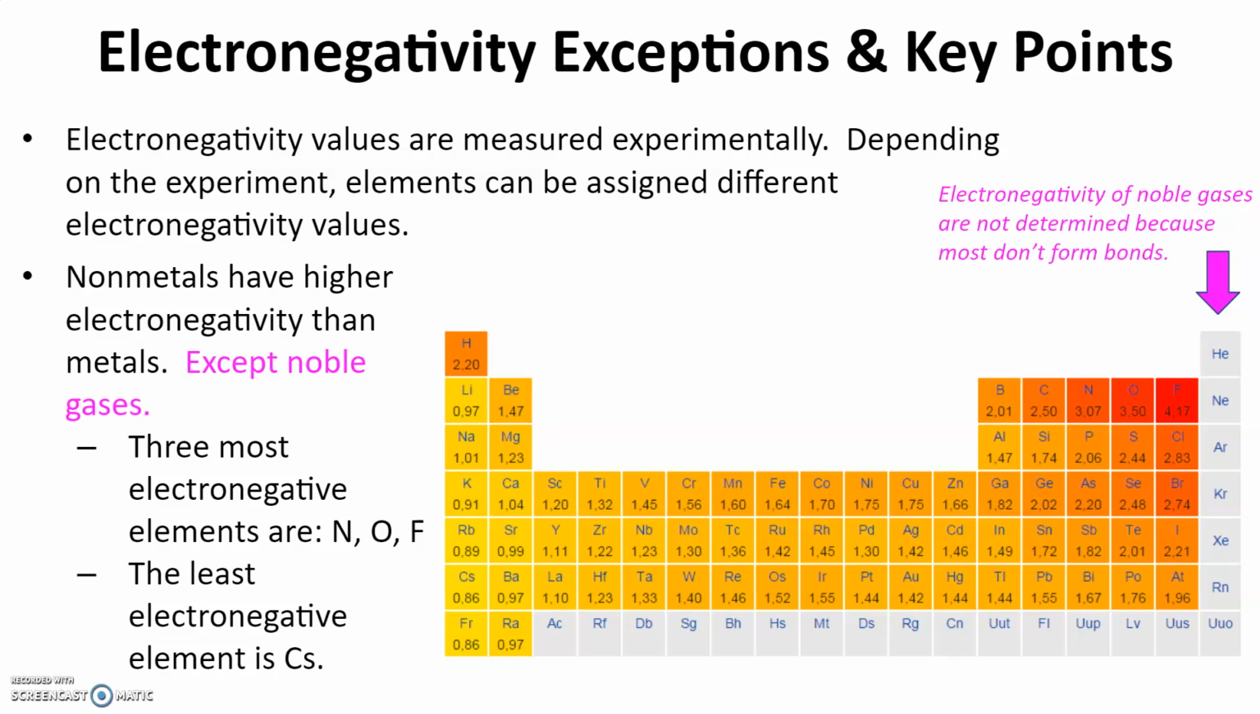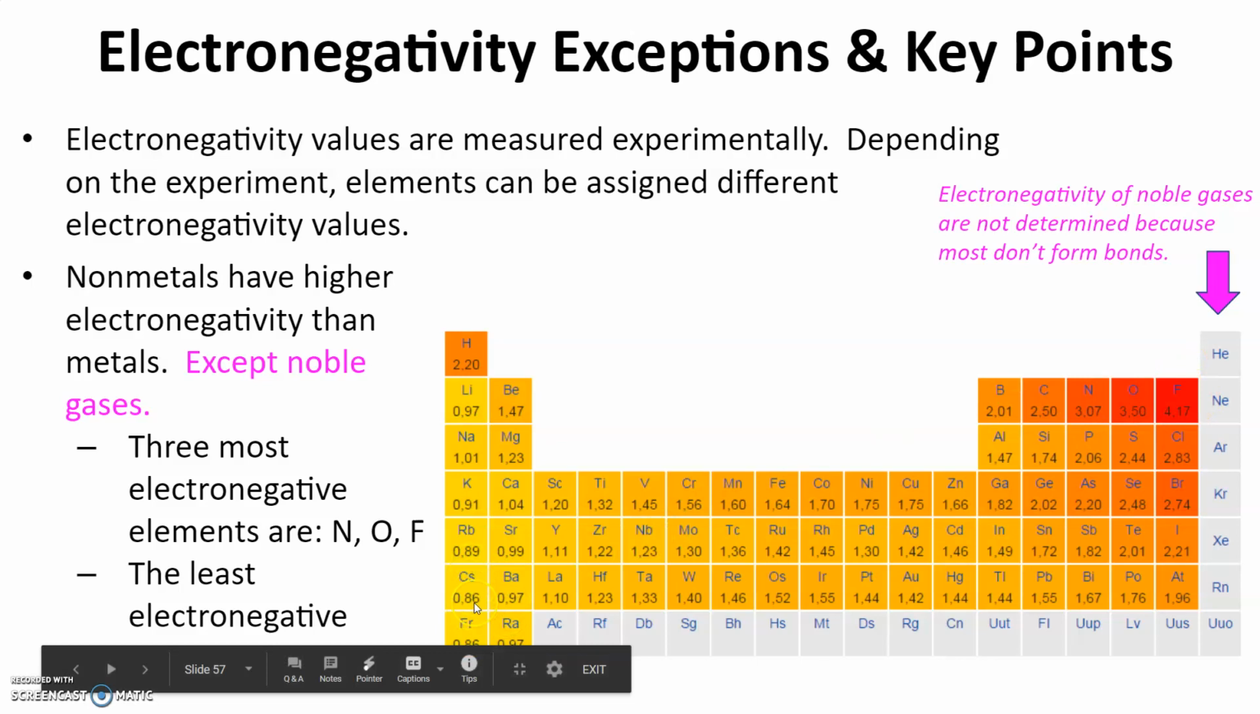On the other hand, the other thing to know is the three most electronegative elements are nitrogen, oxygen, and fluorine. So these are the three highest, with fluorine being the most electronegative. And the least electronegative would be these two metals here, cesium and francium.